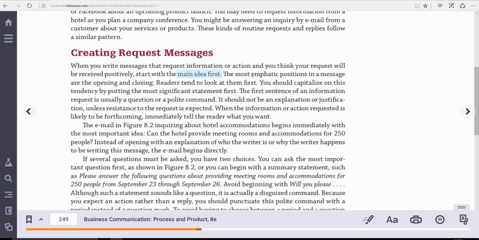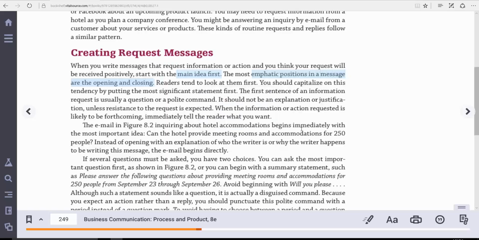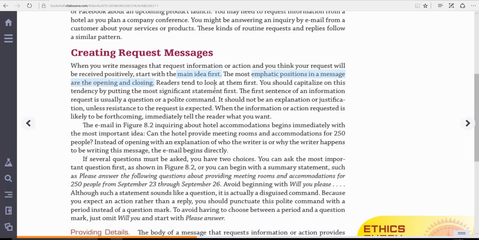Okay, emphatic being the most important part is opening and closing. Readers tend to look at them first. So you open it up, you read the first part of it, see what it's about, and then you kind of see what the answer is or what they're getting at. You should capitalize on this tendency by putting the most significant statement first.